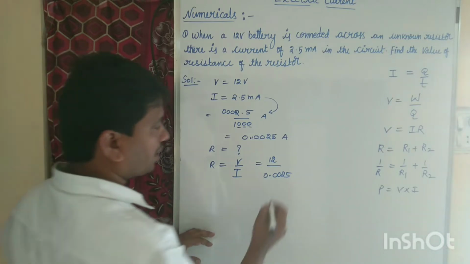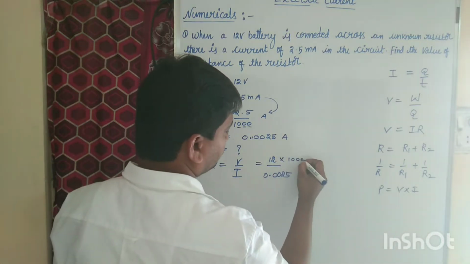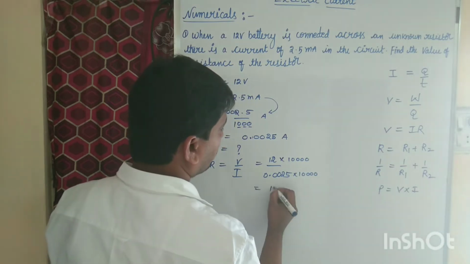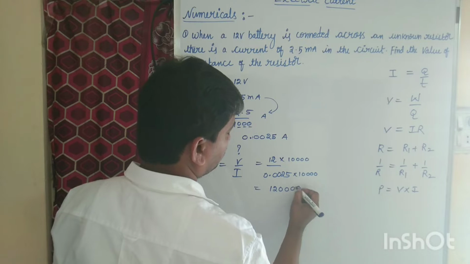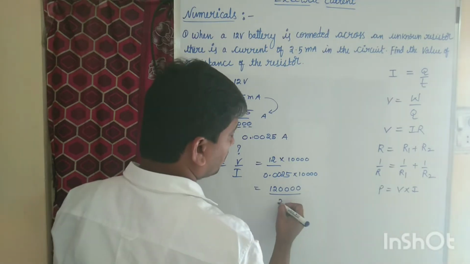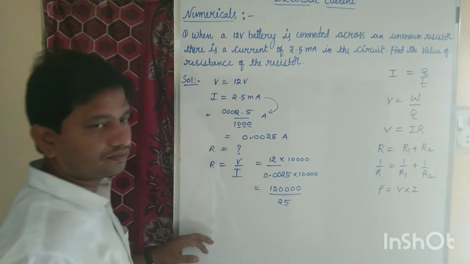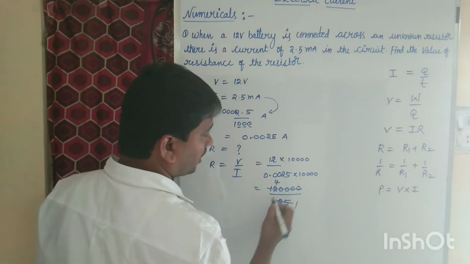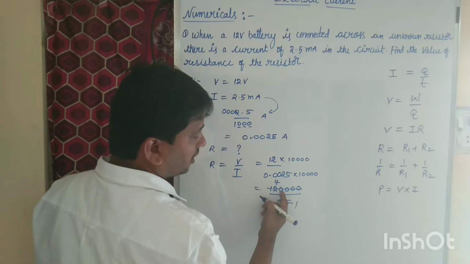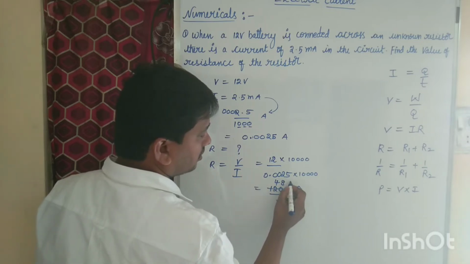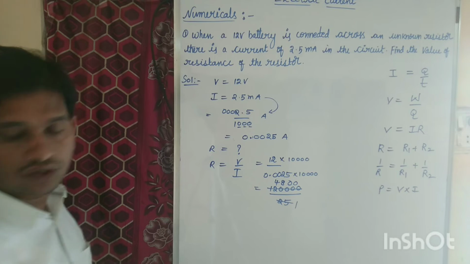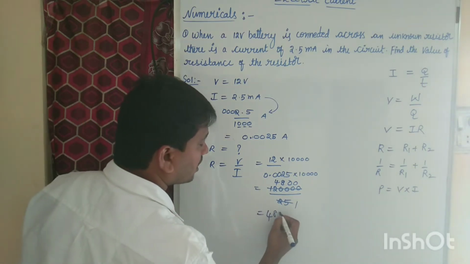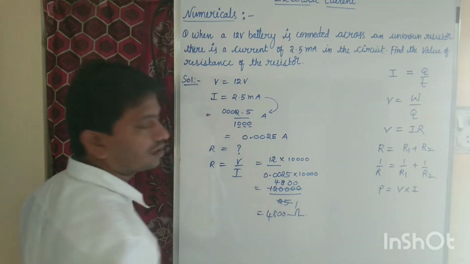So I need to multiply by 10,000 and 10,000. It will become 1,20,000 divided by 25. Now 25 times 4 is 100, 20, 25 times 8 is 200. So resistance is equal to 4,800. And what is the SI unit of resistance? SI unit of resistance is ohms.